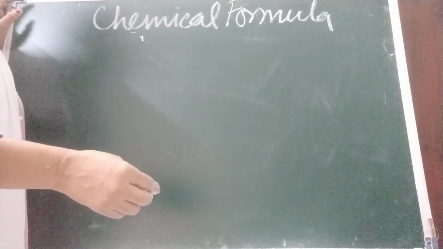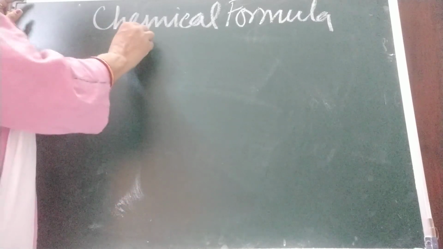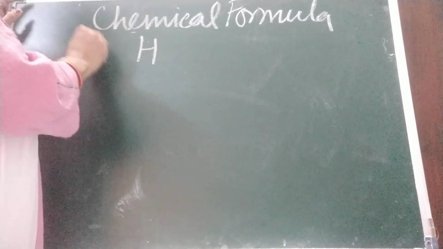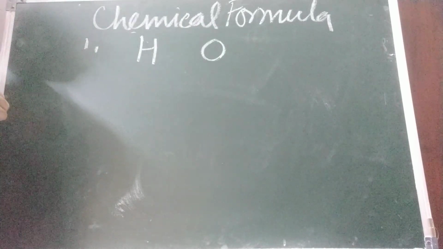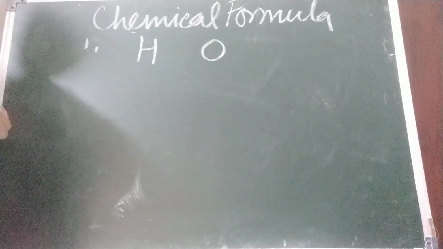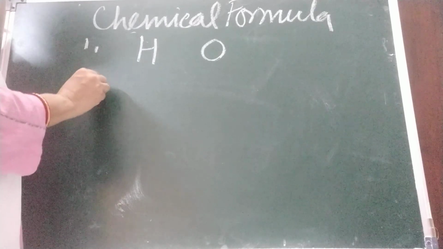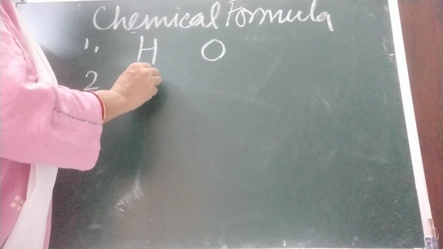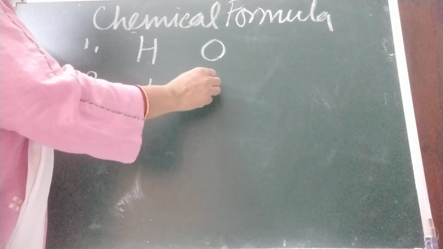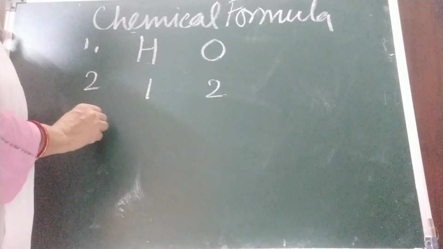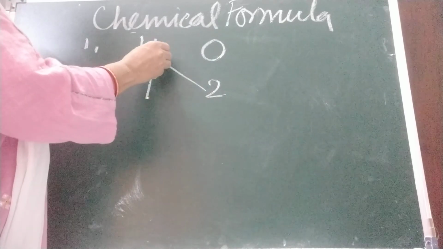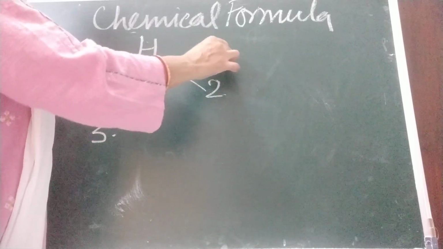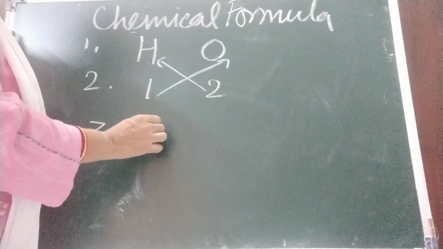Next example, water, made of hydrogen and oxygen. First step, the constituents of water. What are the constituents of water? Hydrogen and oxygen. Second step, what is the valency of hydrogen? 1. What is the valency of oxygen? 2. Third step, you cross this. This will go there and this at the base of this.